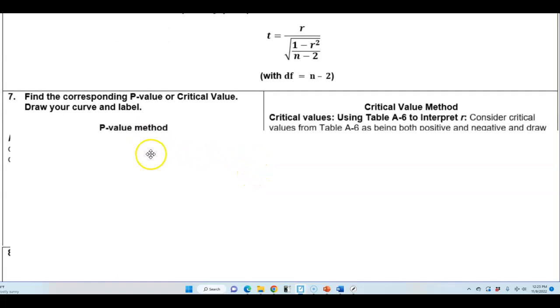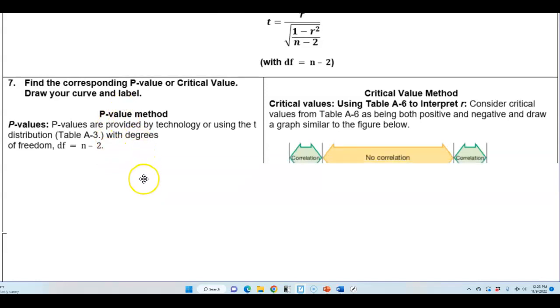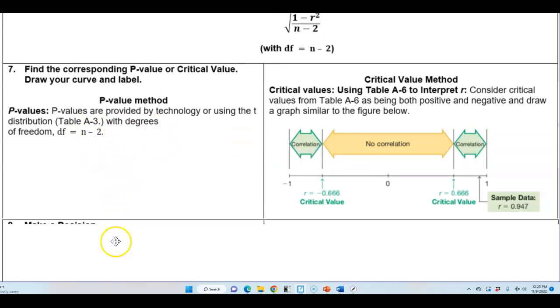So on the left side, we're going to draw the curve and then label. Using the p-value method, the p-values are provided by technology or by using the t-distribution table A3 with degrees of freedom df equal to n minus 2. For the critical values, we're going to use table A6 to interpret r, and we're going to consider critical values from table A6 as being both positive and negative and draw a graph similar to the figure below.